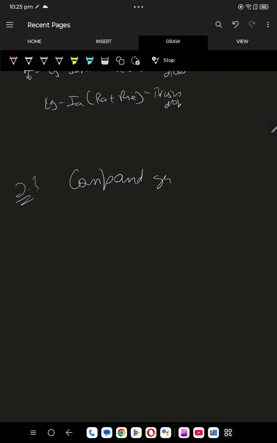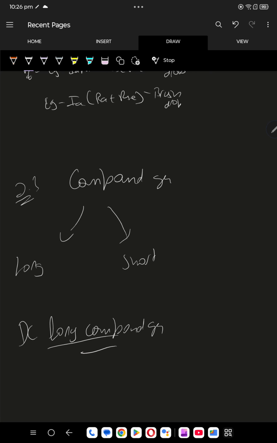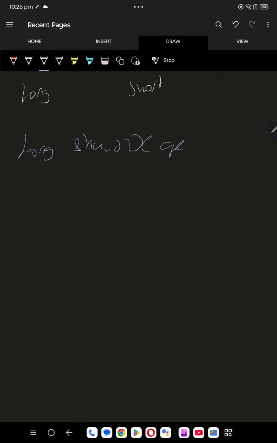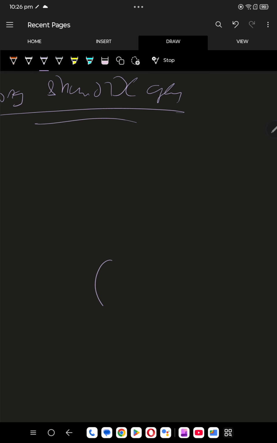In this again there are two types, long and short. So let's look at the DC long compound generator first. It's also called the long shunt DC compound generator. Both of these are shunt type only. So EG.